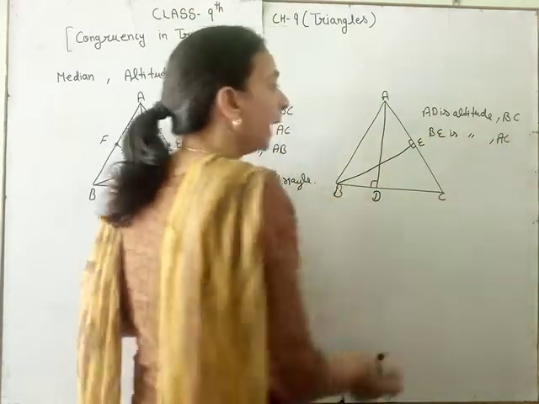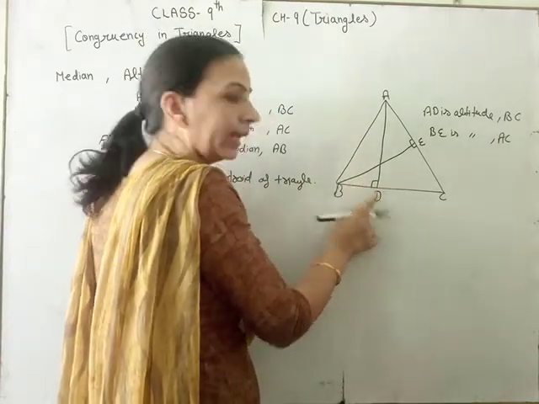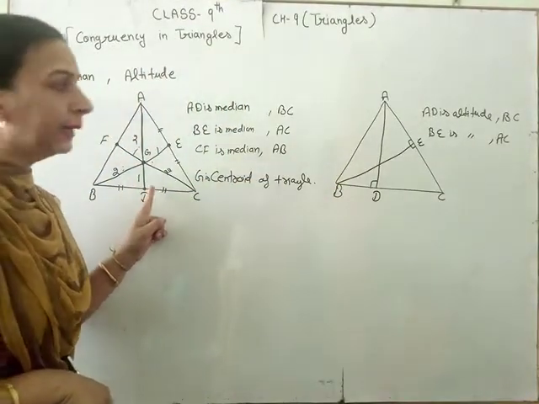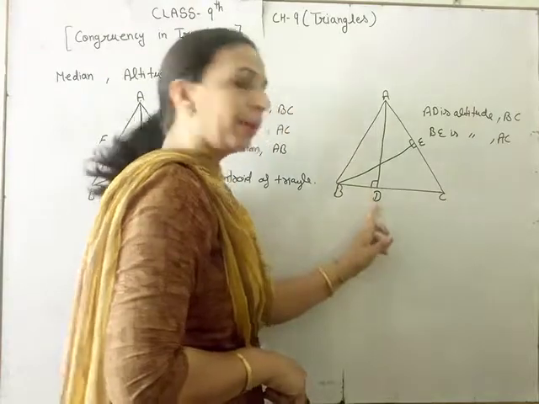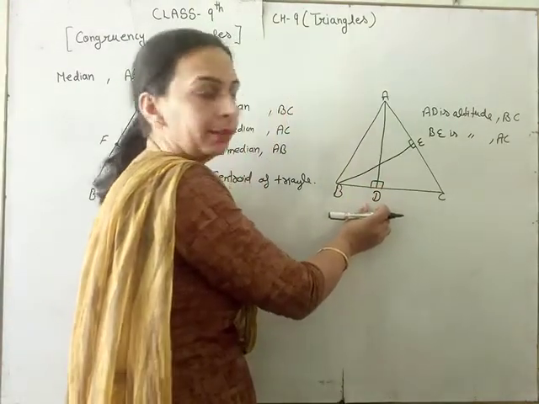Okay, students. In an altitude, this is a right angle. Here D is not the midpoint. But in a median, D is the midpoint and there is no right angle. In an altitude, this is perpendicular. So these are right angles, but D is not a midpoint.